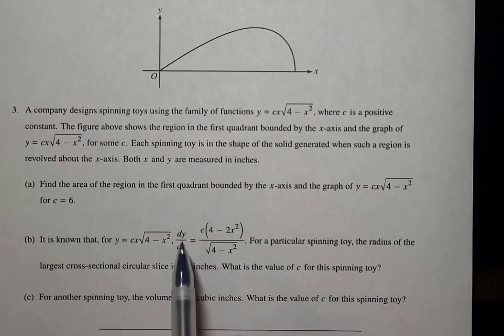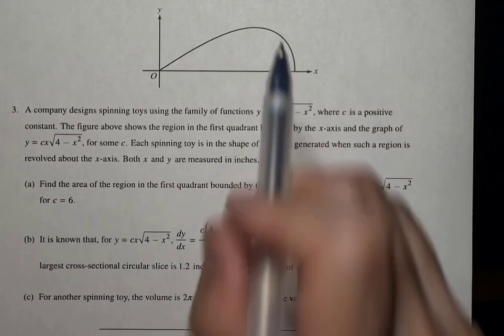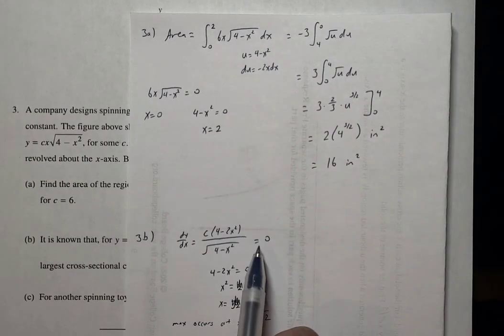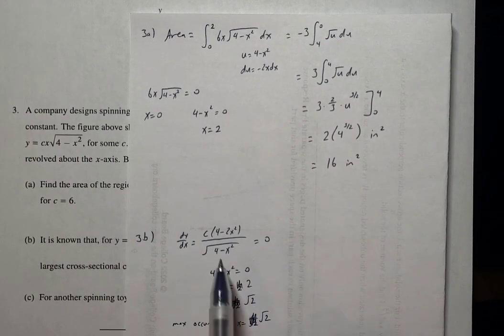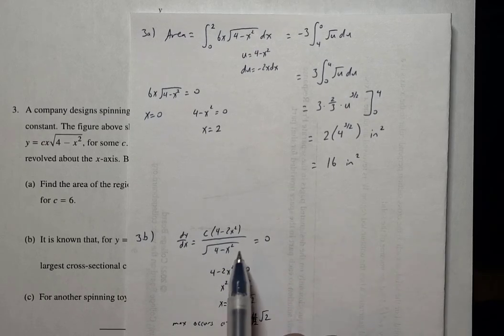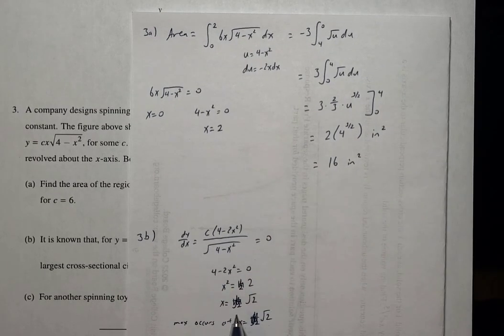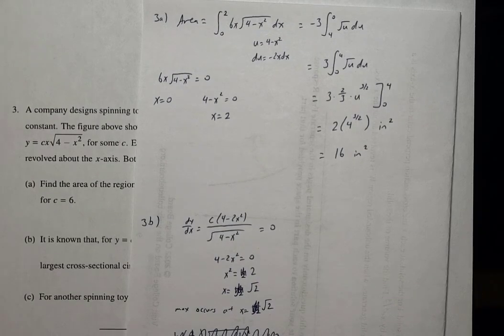So we're going to set this equal to 0 to find out where the max or min, or in this case, the max, occurs. That's right there. So we start solving for x. Multiply both sides by this square root, it'll be 0 on this side. Divide by c, it'll go away because of the 0, so 4 minus 2x squared is 0. X squared is 2, so x is plus or minus square root 2. We're in quadrant 1, so just keep the positive. So we know the max occurs at x equals square root of 2.